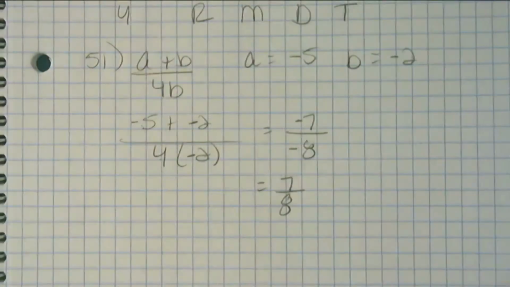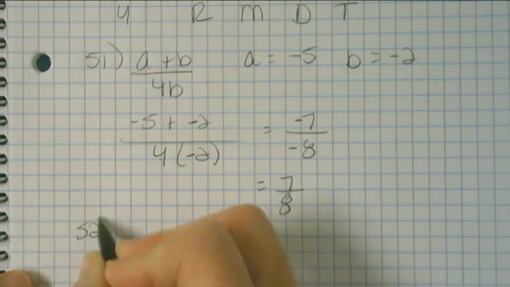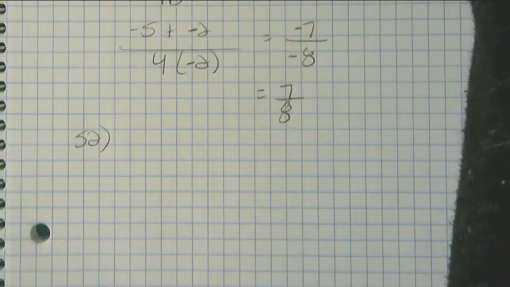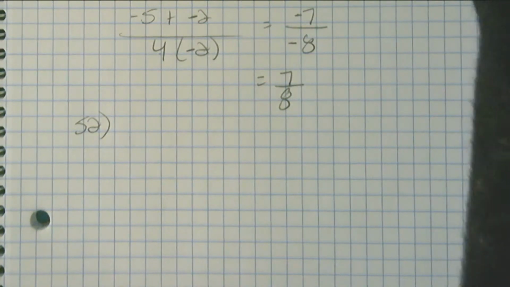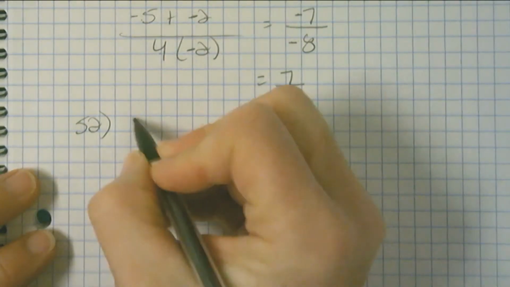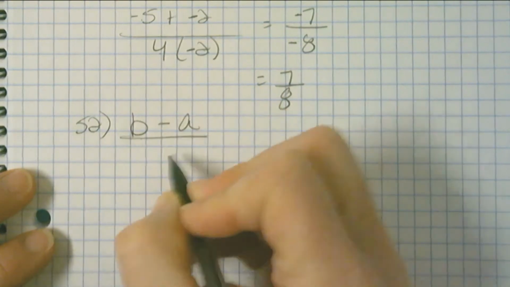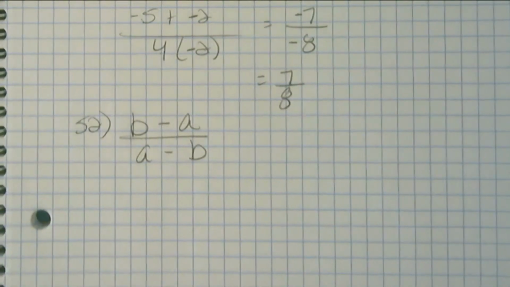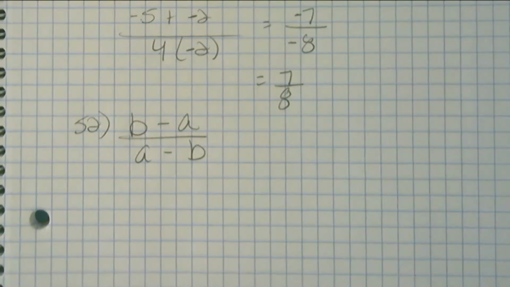All right, let's take a look at 52. You guys, I'm moving along so I can get to everything. If you need to stop me for anything, please do. All right, 52 is something similar. I have B minus A divided by A minus B. This is one in which you need to make sure you're paying attention to the signs. Yes? Yep.